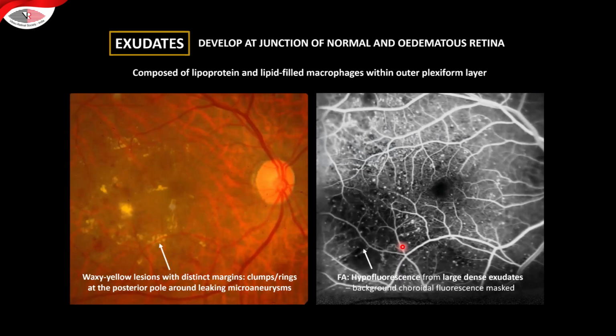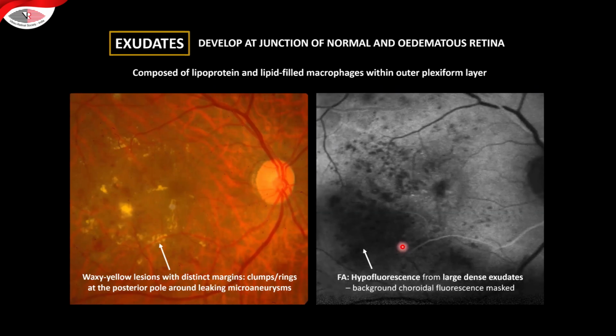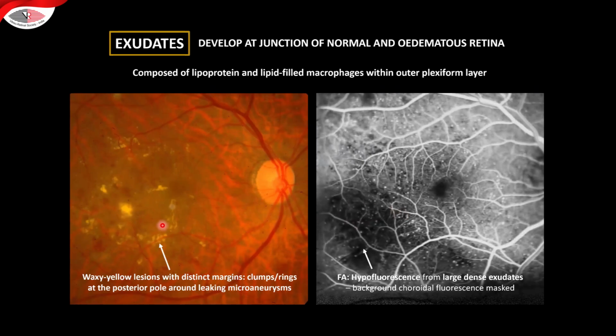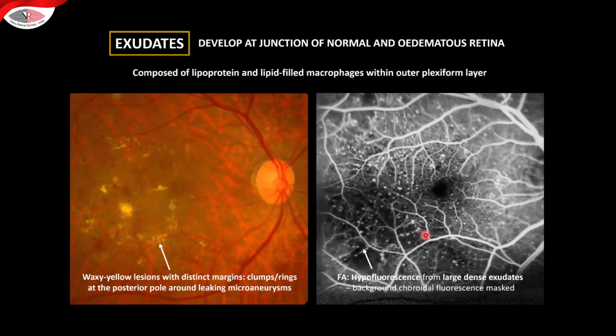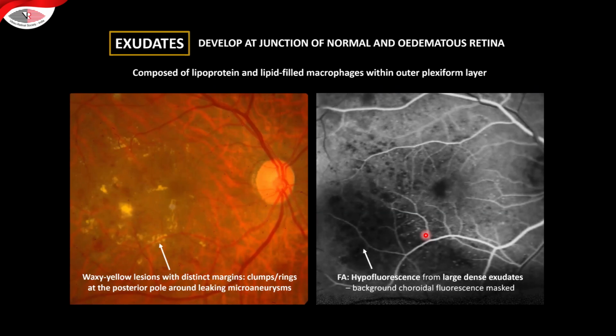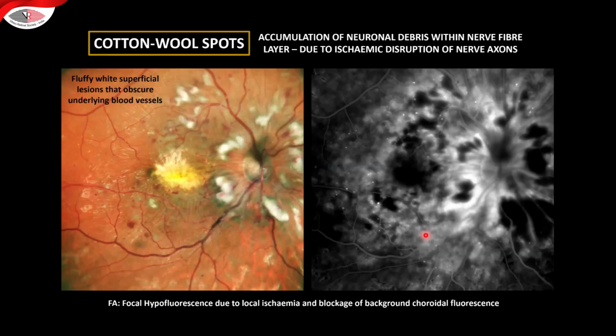They are composed of lipoproteins and lipid-filled macrophages within the outer plexiform layer that you see here. So here again, you correlate the angiogram with the areas where these exudates are, and at times you can laser the microaneurysms in the center of the circinates if they are not on the foveal region or away from the capillary non-perfused area of the FFA.